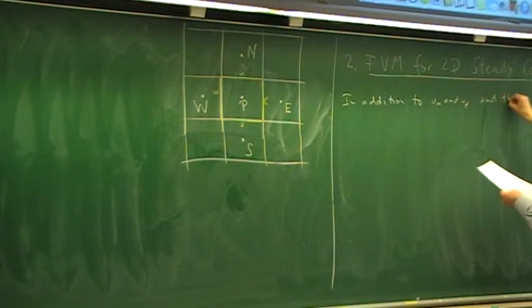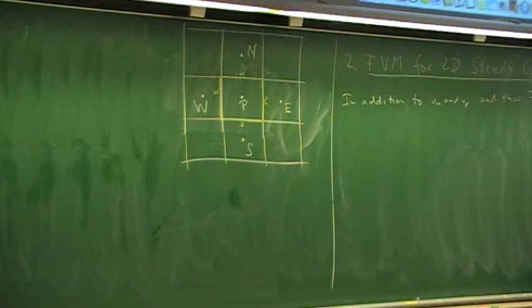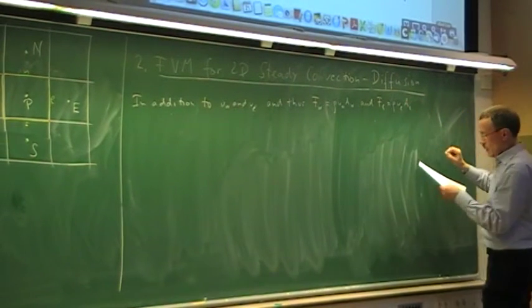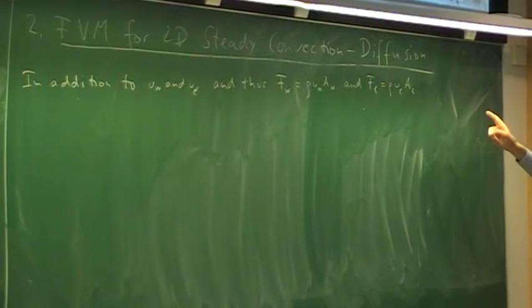Thus we introduce now a little different notation as we had before. The difference is that in the notation now we include the area in our convective mass flux and also in the diffusive conductance. So we have then Fw equal to rho Uw Aw, and we have then Fe equal to rho Ue Ae. So we assume that they are known.